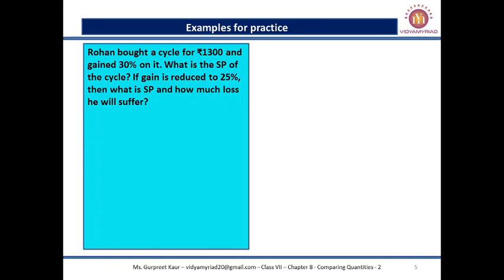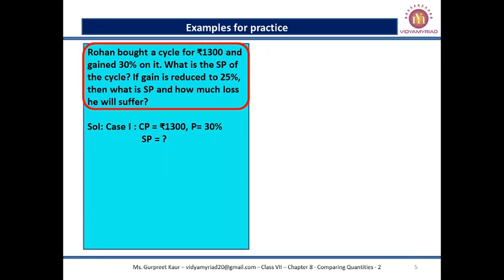Next question. Rohan bought a cycle for rupees 1300 and gained 30% on it. What is the SP of the cycle? If gain is reduced to 25%, then what is the SP and how much loss will he suffer? Okay, let us begin by writing what all we know here. Let us take it as case 1 because we have to find out various things.